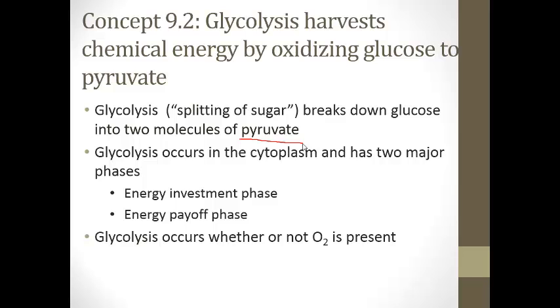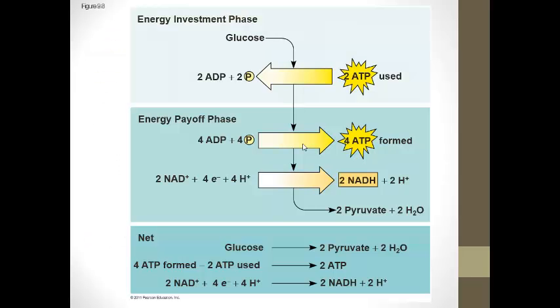Glycolysis has two major phases, an energy investment phase and an energy payoff phase. The first half of glycolysis is the investment. 2 ATP get invested to split the glucose in half. During the energy payoff phase, 4 ATP are made. So if we look at glycolysis overall, it has a net gain of 2 ATP, and those 2 ATP were made during substrate level phosphorylation.